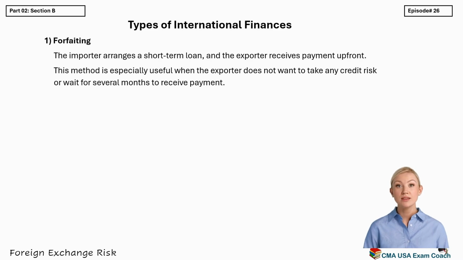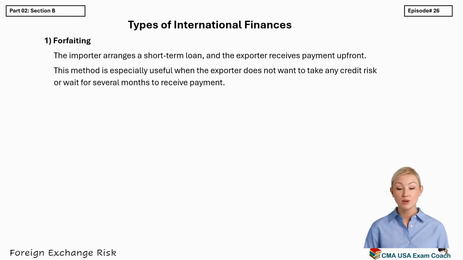Here's how it works. The importer issues something called a promissory note. This is simply a written promise to pay a fixed amount of money to the exporter at a future date. Now, instead of waiting, the exporter takes these promissory notes and sells them to a financial institution, which we call a forfeiter. The forfeiter then gives the exporter the full payment, minus a small fee or discount. Later, the forfeiter collects the money directly from the importer. So, the exporter gets their money quickly and does not have to worry about whether the importer pays on time or not. This method is especially useful when the exporter does not want to take any credit risk or wait for several months to receive payment.